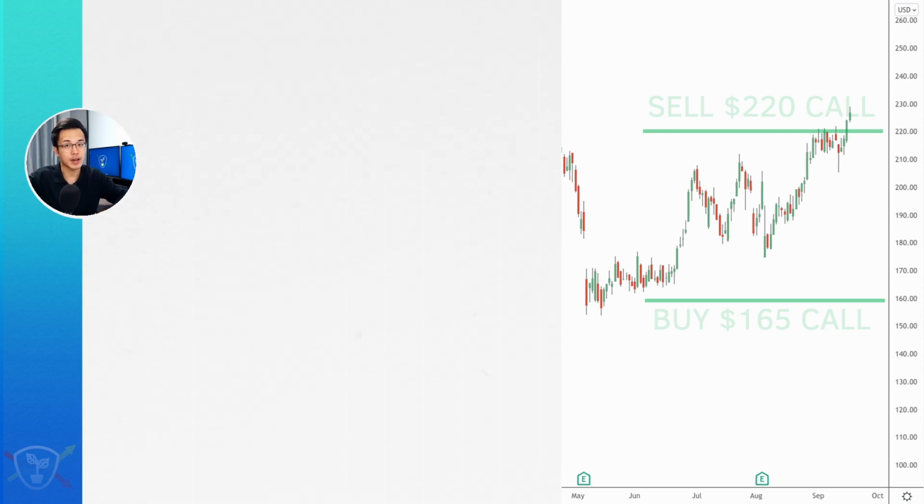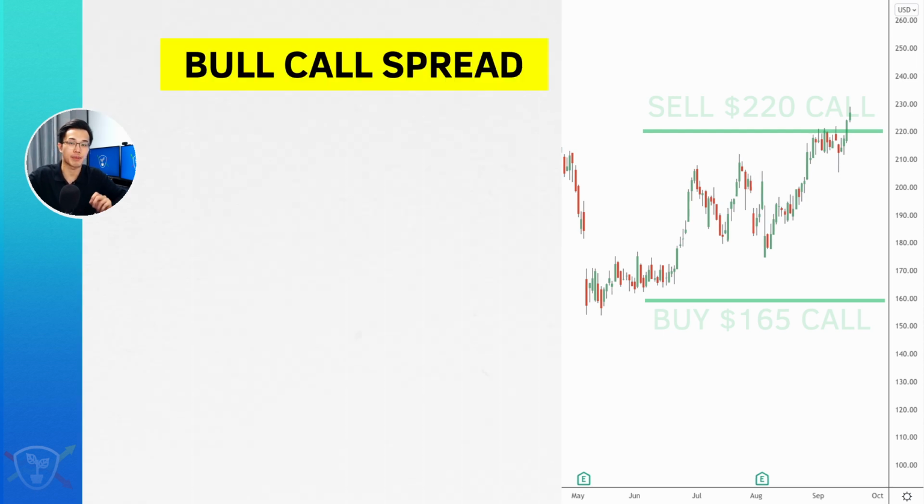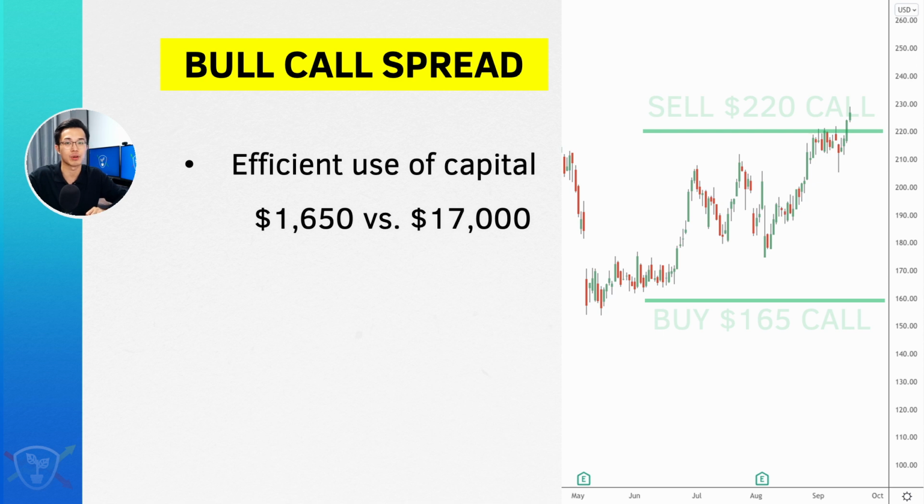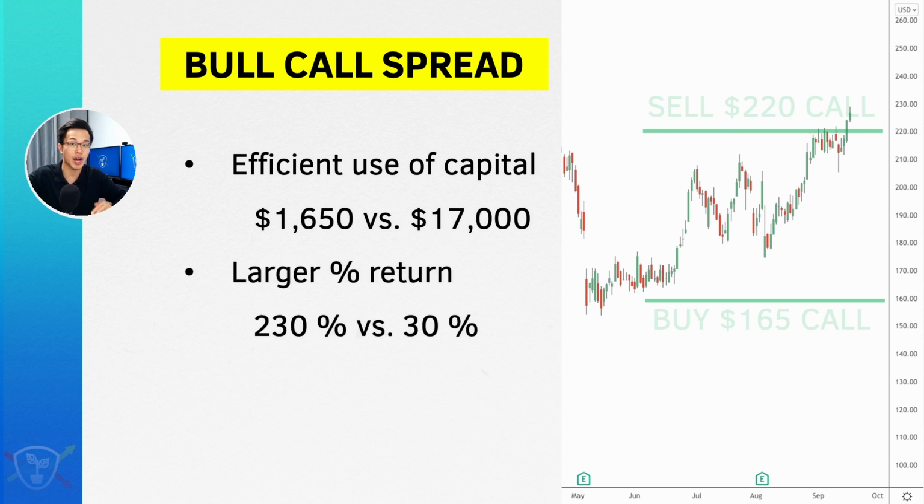We can see here how using a bull call spread is a much more efficient use of capital. It enables us to make a much higher percentage return, and at the same time, we can limit our risk.